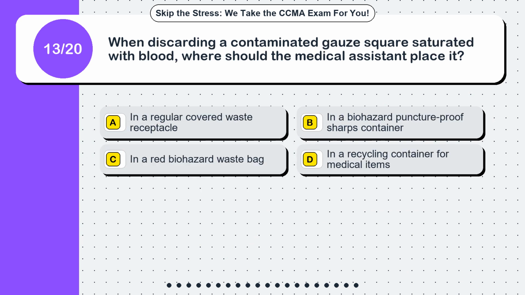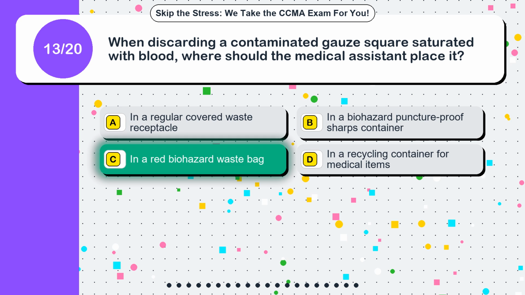Question 13. When discarding a contaminated gauze square saturated with blood, where should the medical assistant place it? Option A. In a regular covered waste receptacle. Option B. In a biohazard puncture-proof sharps container. Option C. In a red biohazard waste bag. Option D. In a recycling container for medical items. The correct answer is option C. In a red biohazard waste bag.